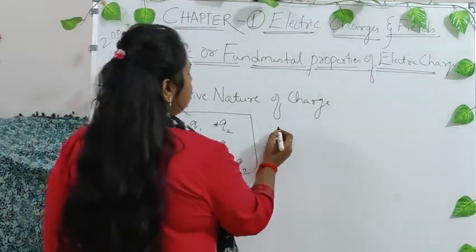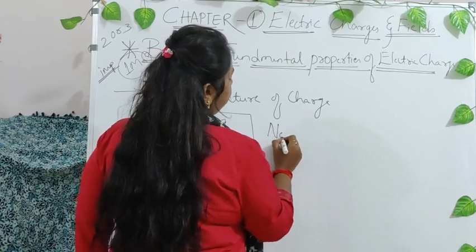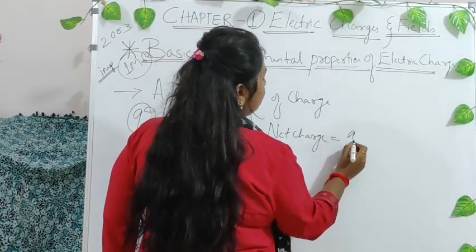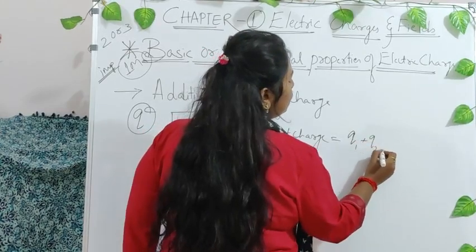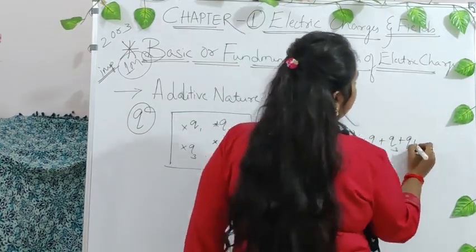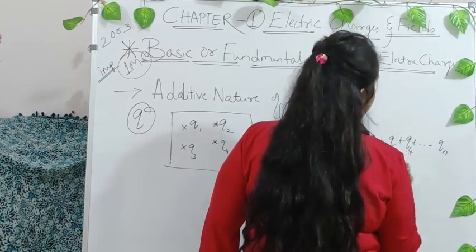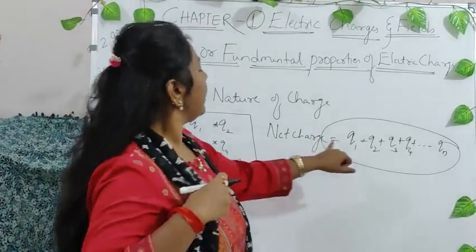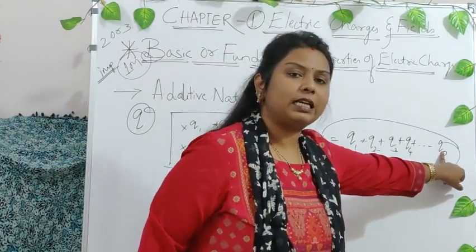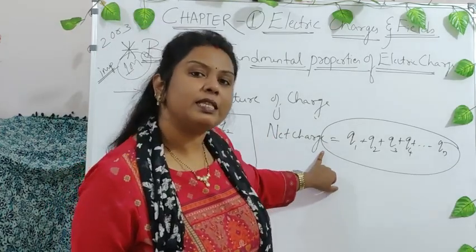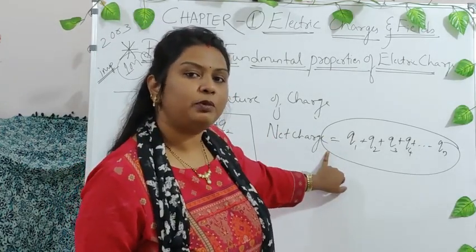How is this represented? The net charge will be equal to Q1 plus Q2 plus Q3 plus Q4 plus so on up to Qn. Whatever number of charges the system carries, the algebraic sum of all the charges will be equal to the net charge of this particular system. Is that clear up to this point?